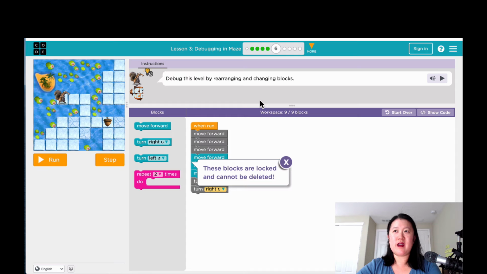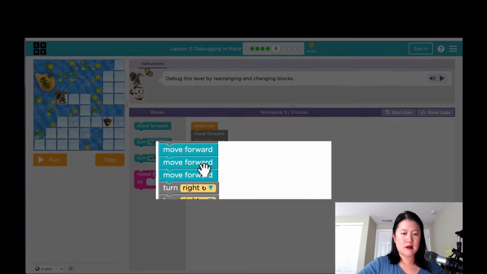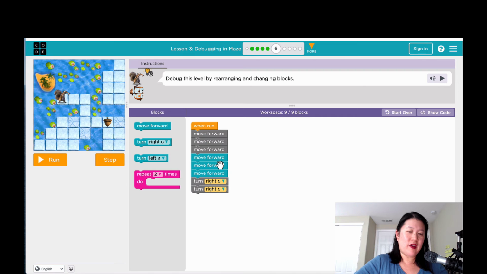Now this one right here is our last puzzle for this chapter. This one has something different. So do you see these green blocks here? It says these blocks cannot be deleted. They are locked. So you can't delete that. That's a kind of a guide. Okay. So let's see what we need to do.